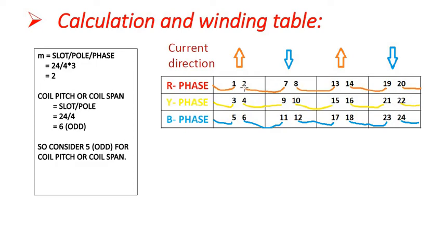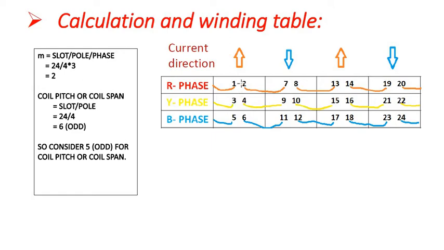Conductor number 2 is connected with conductor number 7. Conductor 8 is connected with conductor number 13. Conductor 14 is connected with conductor number 19, and the last remaining conductor number 20 is connected with conductor number 1. The same for all the phases: 4, 9, 10, 15, 16, 21, and 22 to 3.